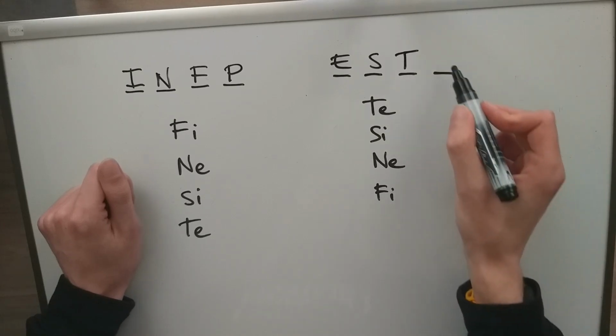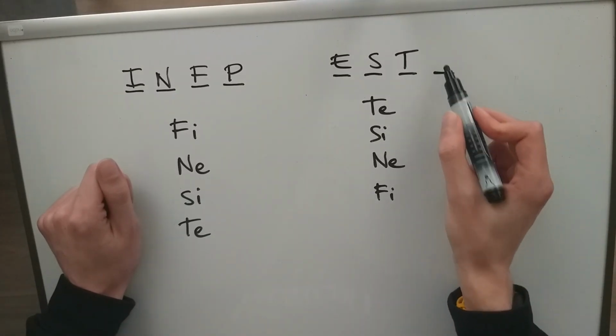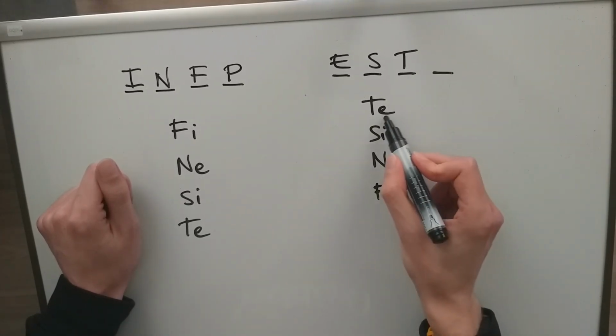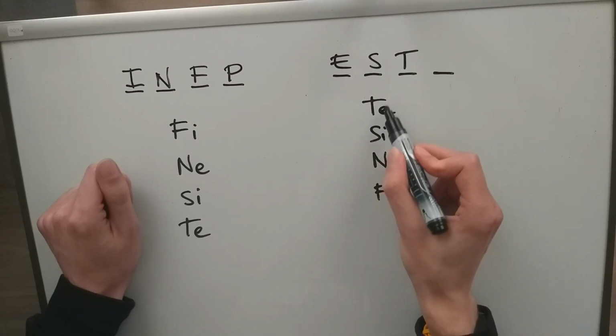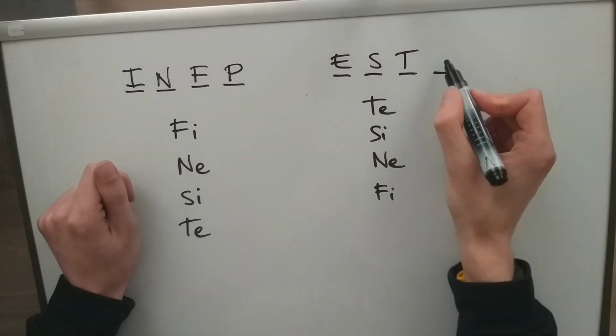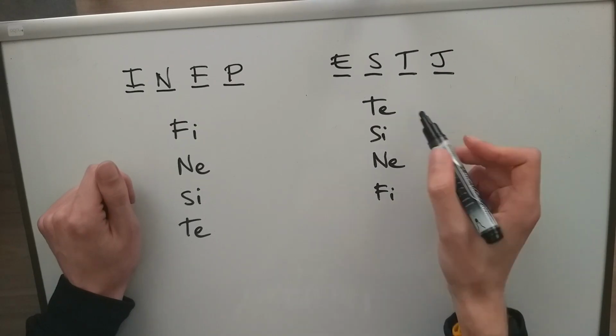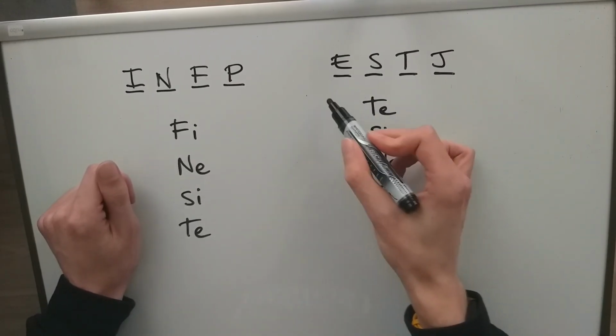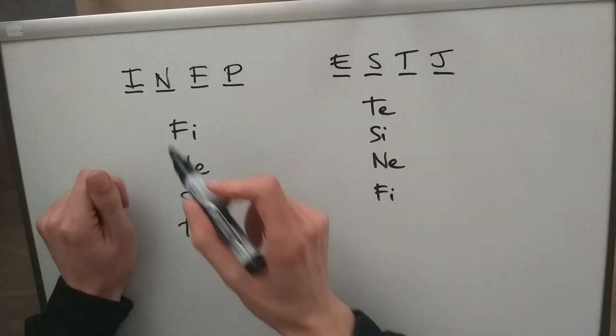And lastly, we want to know whether they favor perception or judgment, and their first extroverted function is a thinking function, which is the judging function. So this function stack is ESTJ, and this one is the INFP.